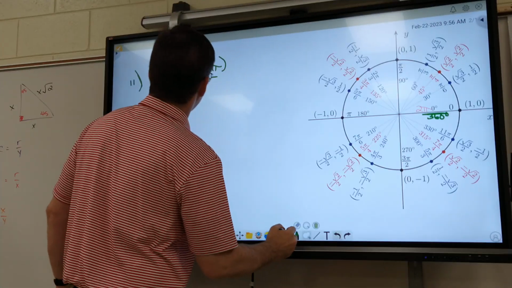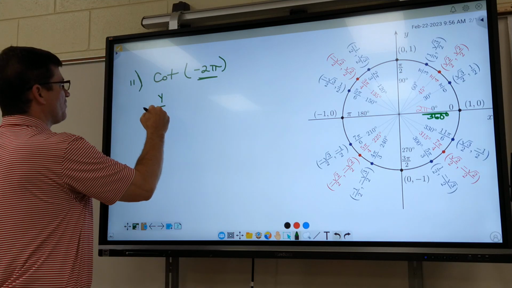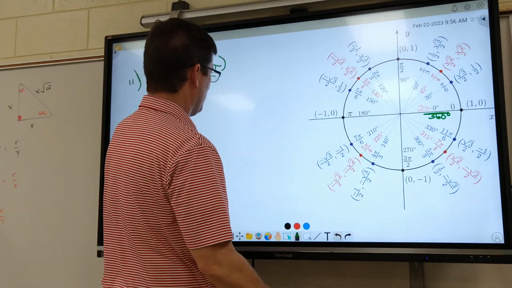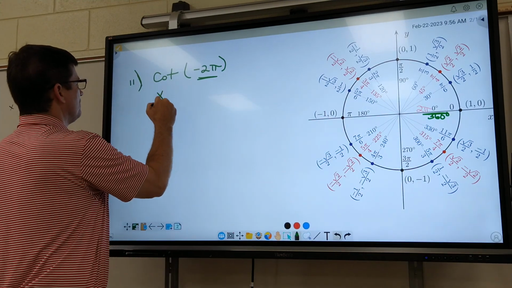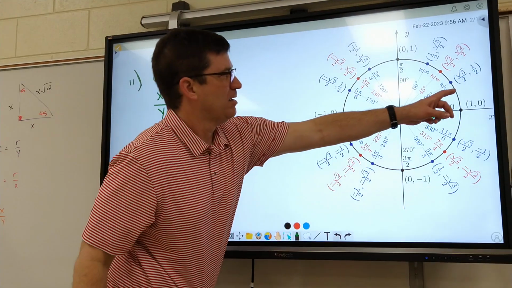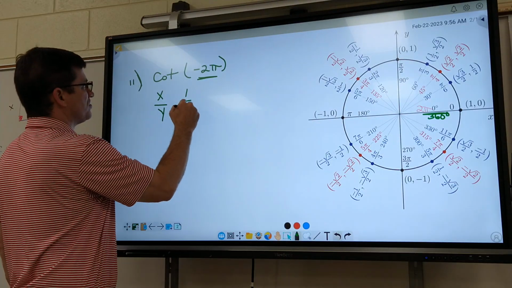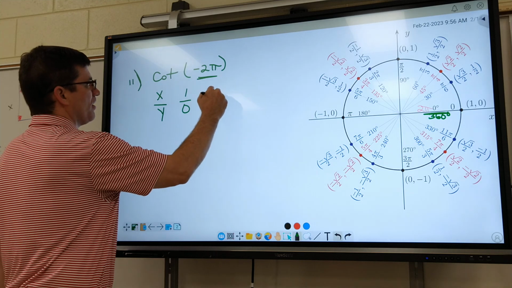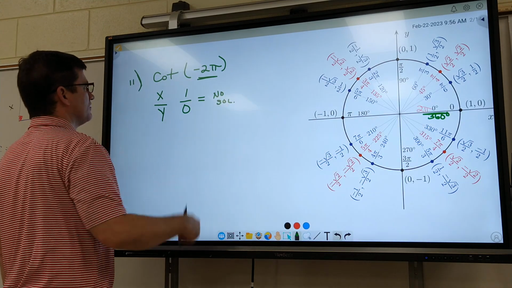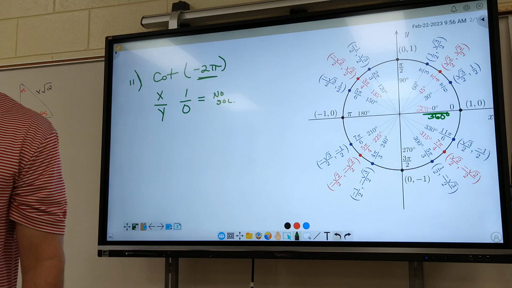All right, so we're going to do cotangent, which is y over x. Nope, I messed up. Sorry. It's x over y. Cotangent's x over y. X first, I got 1 over 0. When 0 is below the line, it's undefined, or you can write no solution. All right, try 12.